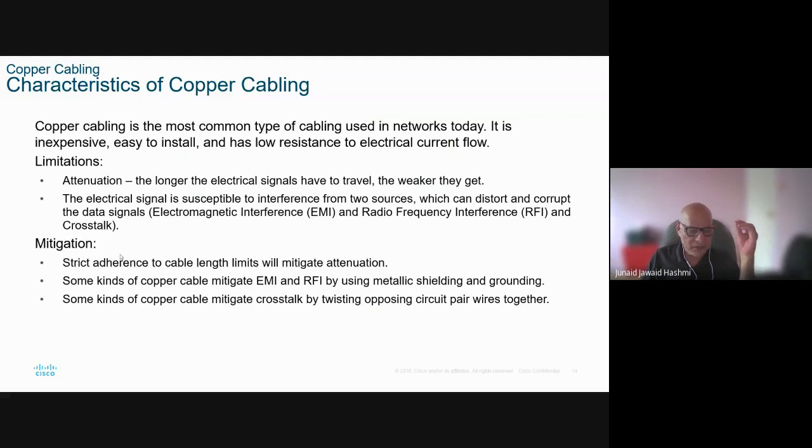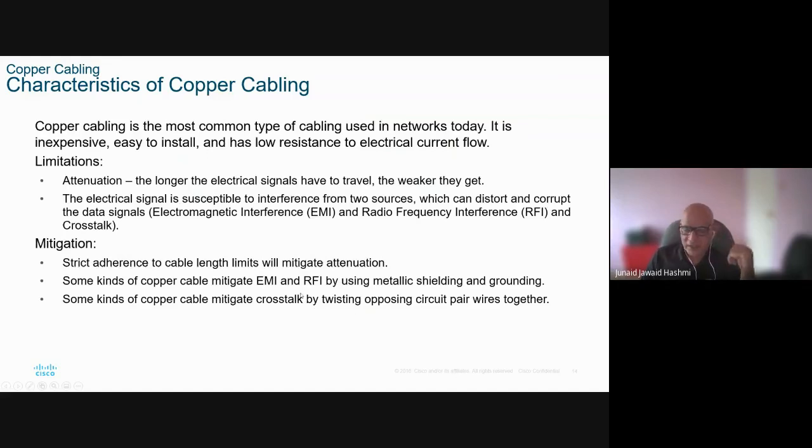It is strictly limited by attenuation, meaning the length. Okay, then there is a type of copper cable called shielded twisted pair. They provide a shield to protect from EMI, outside interference. Okay.